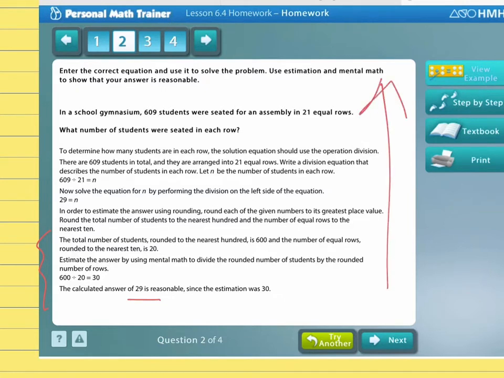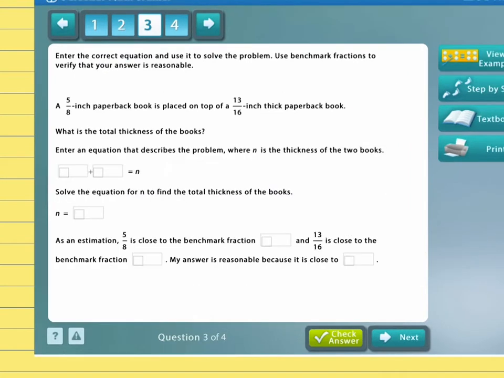So if you follow this procedure here, you should be able to get the answer. Unpacking this problem, I'm going to draw a model because it's important to do that with any word problem. Here I've got a 5/8 inch book. So here, I'm just going to draw this book here. And this is 5/8 inches.